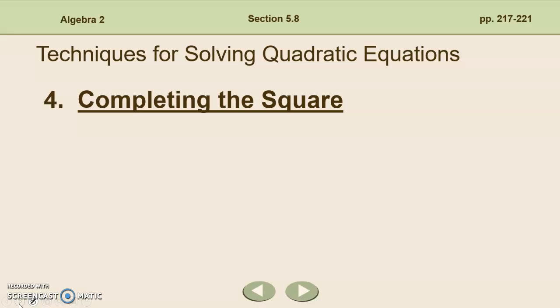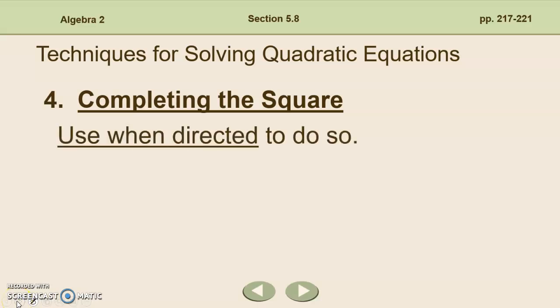Completing the square is a fourth and final method, and you're really only going to use this when you're directed to do so. It is important to know how to complete the square. It does give us information that we need. It's where we get the quadratic formula from, but for right now, you're only going to use completing the square if you are directed to do so.